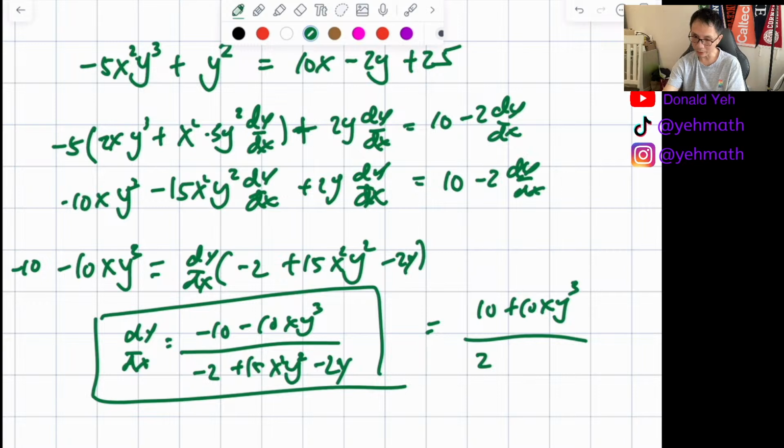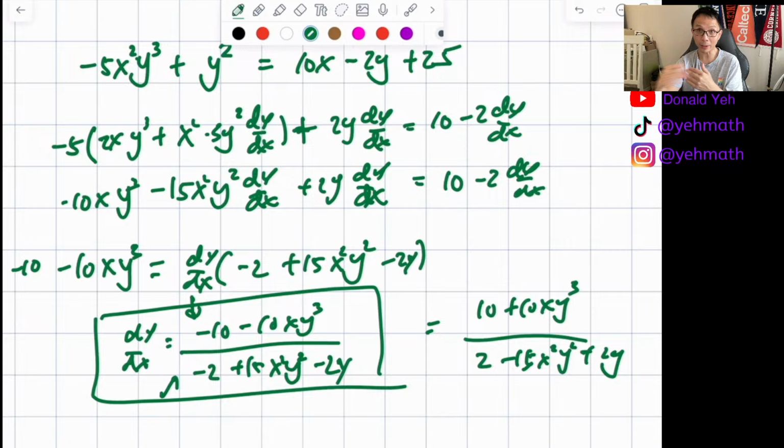So here you could have this negative 15x squared y squared plus 2y. You could have everything switch sign, because imagine if you factor out a negative sign here, both negative signs will cancel out. It becomes positive, and that's what it's going to be.